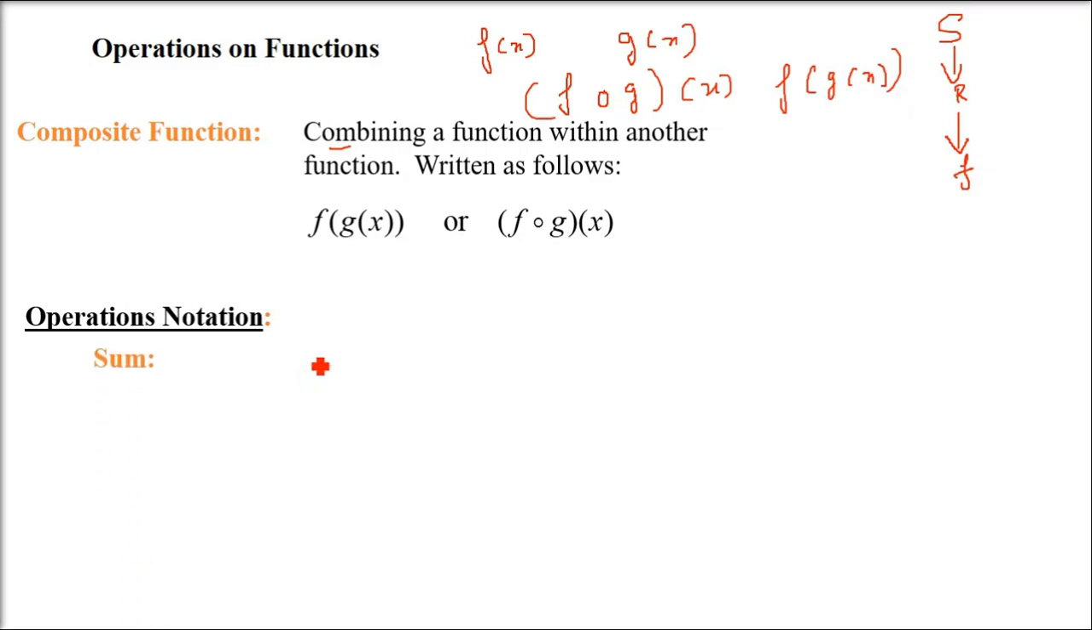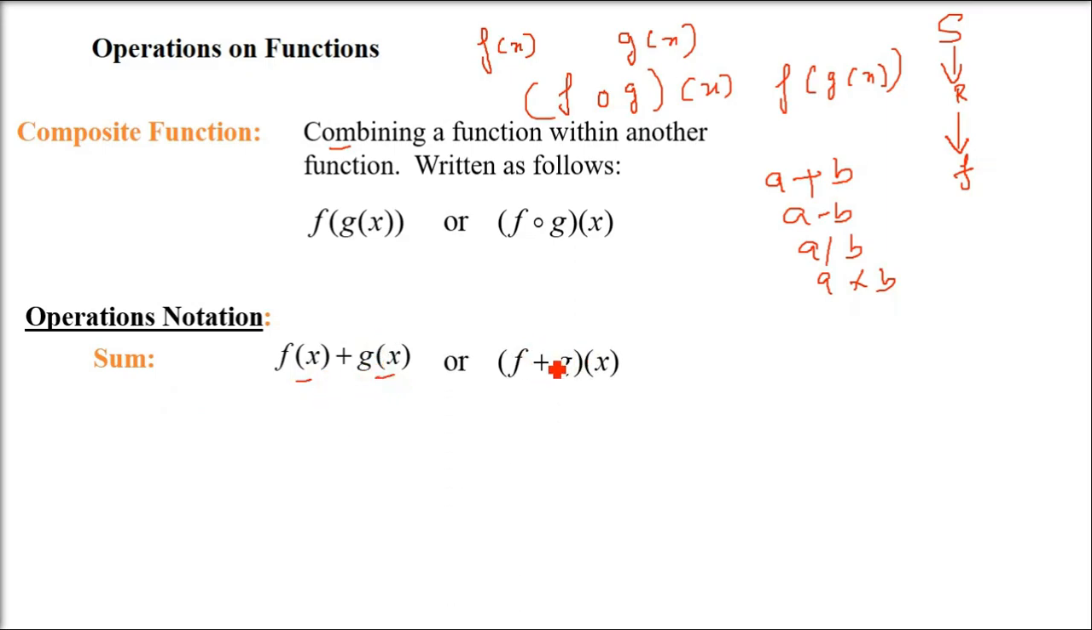What are the operations possible on a function? As we have the relation operations, similarly, we have operations on functions. If I take two numbers, for example, a and b, we have certain algebraic operations: a plus b, a minus b, a divided by b, a multiplied by b. Similarly, when we have two separate functions or multiple functions even, f(x) plus g(x), you can also write (f+g)(x). This is the sum.